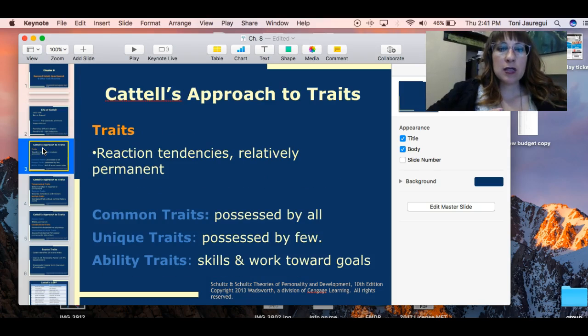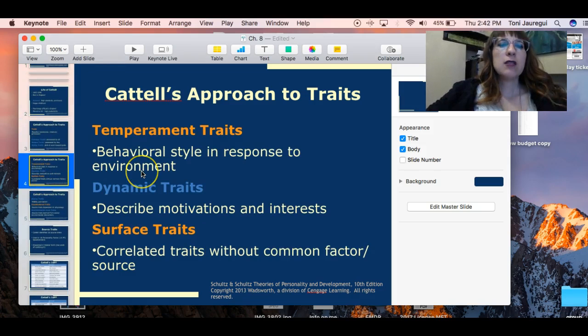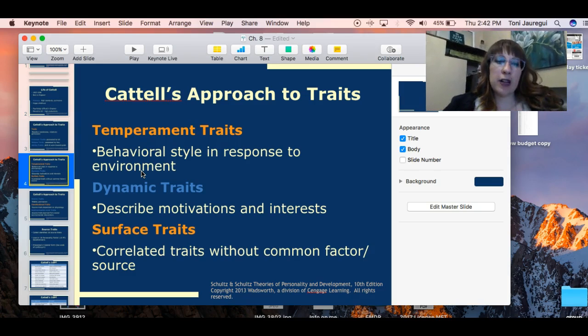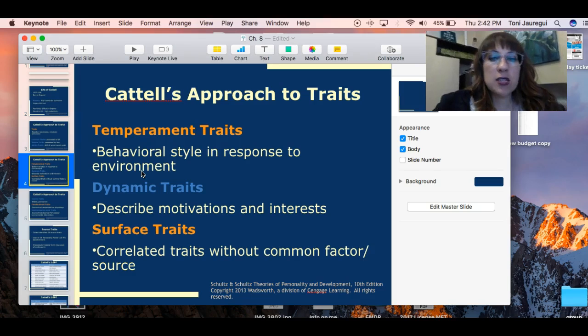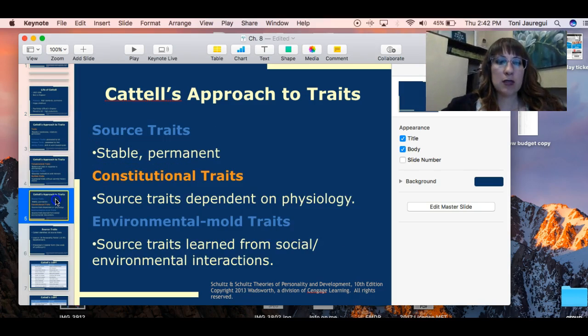He looked at traits, the reaction tendencies relatively permanent: common traits possessed by all, unique traits possessed by few, and ability traits, skills, and work towards goals. Again, some similar thoughts that we've heard earlier. Cattell's approach to traits: temperament traits, behavioral style in response to environment. Dynamic traits describe motivations and interests, and surface traits, correlated traits without common factor and sources. So these are the different breakdowns that he had of traits.